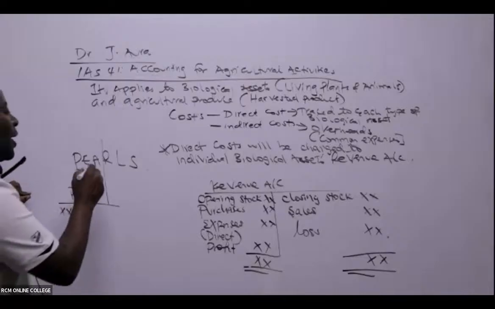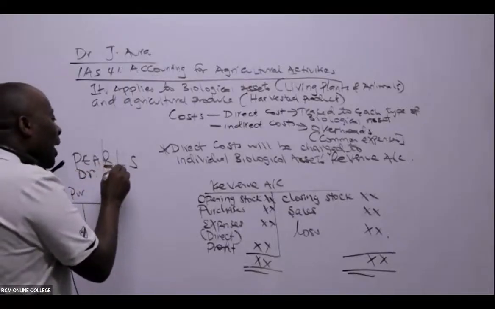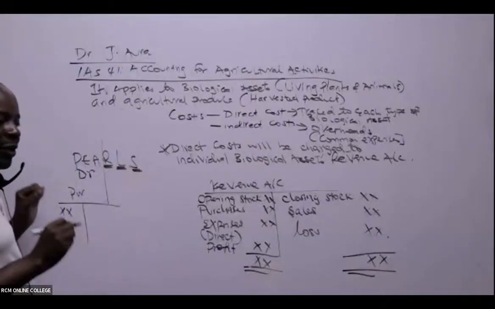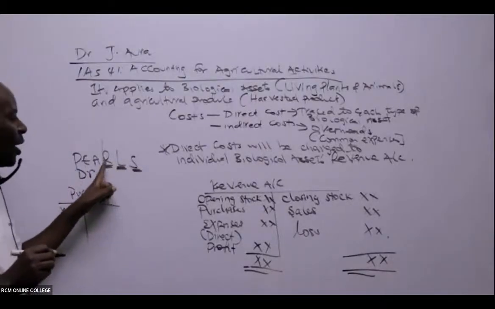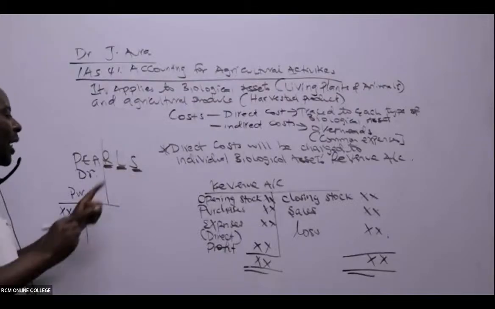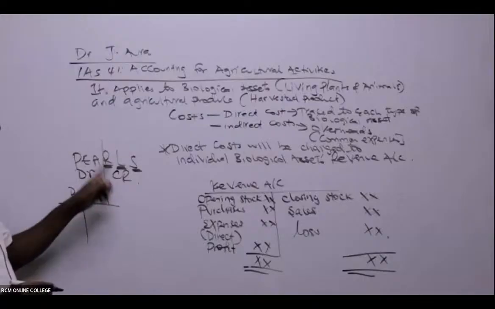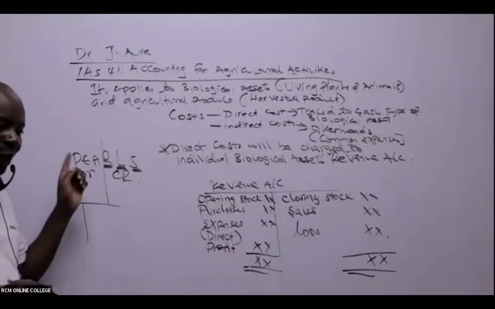And then we have revenue, liabilities, and share capital. Please write this. Revenue, liabilities, and share capital: what do we do? We credit.